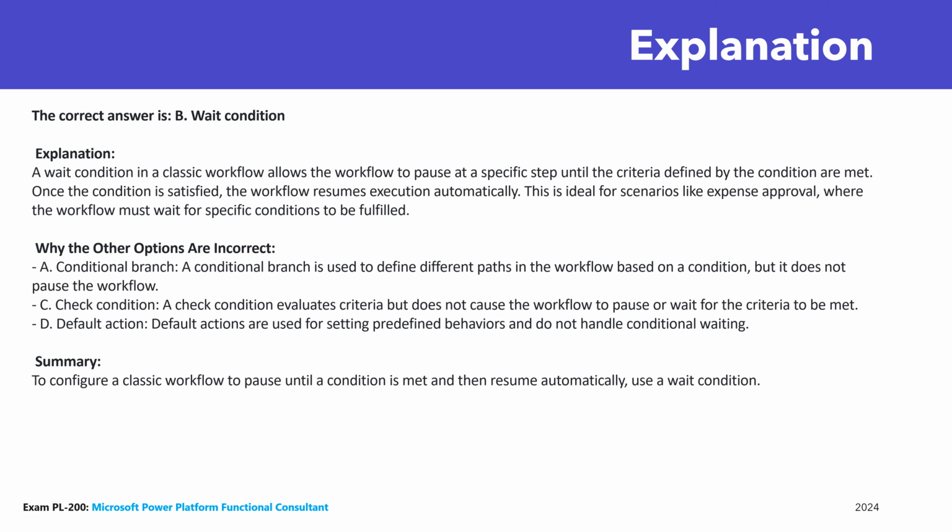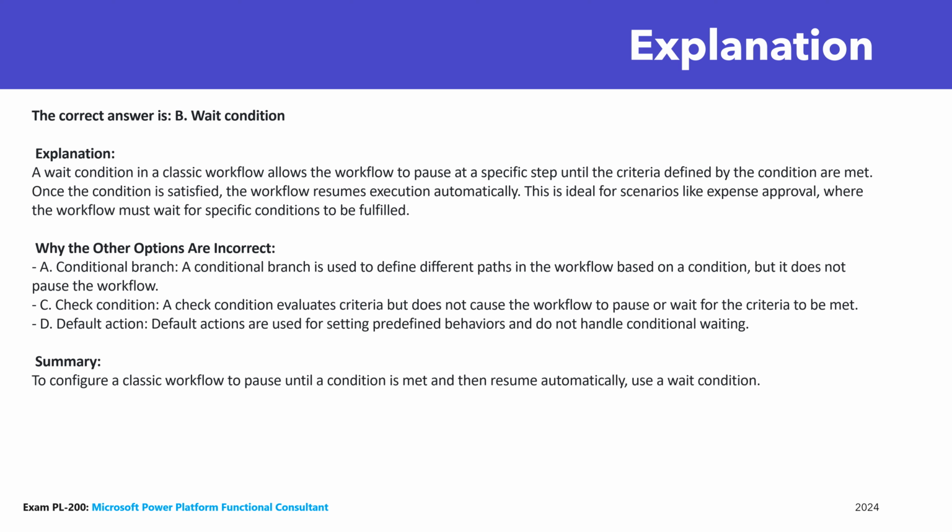The correct answer is B. Wait condition. Explanation: a wait condition in a classic workflow allows the workflow to pause at a specific step until the criteria defined by the condition are met. Once the condition is satisfied, the workflow resumes execution automatically. This is ideal for scenarios like expense approval, where the workflow must wait for specific conditions to be fulfilled.